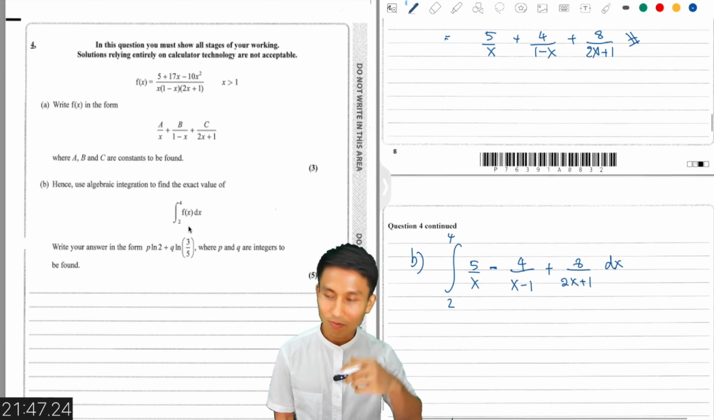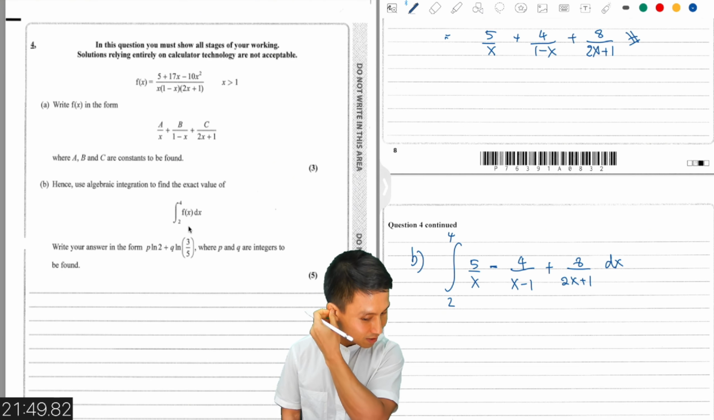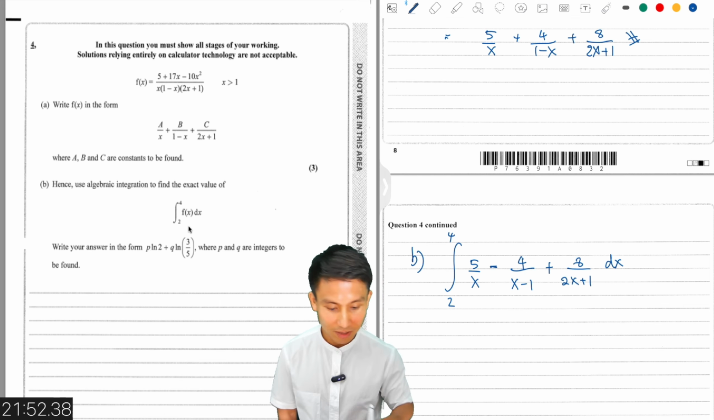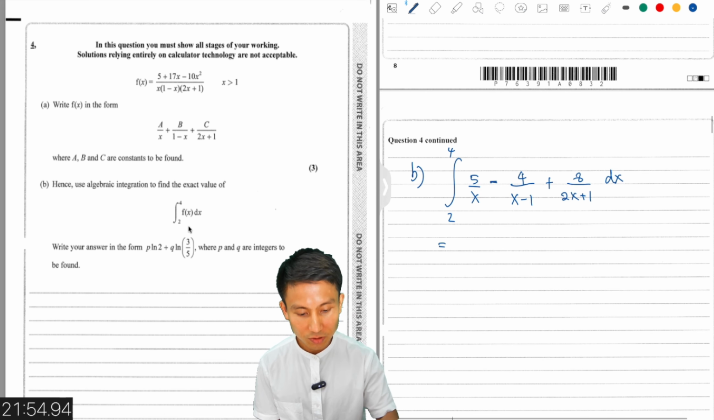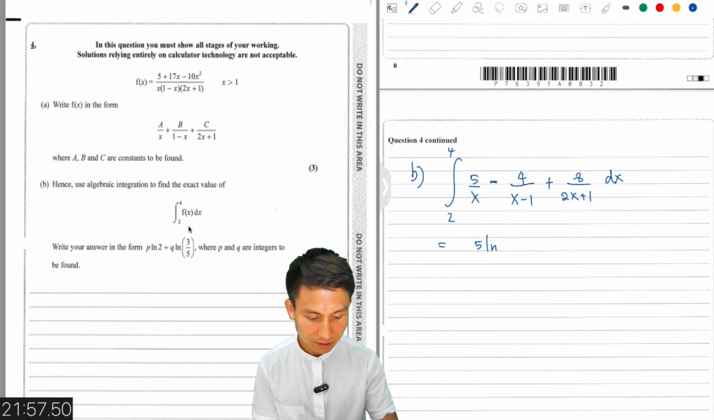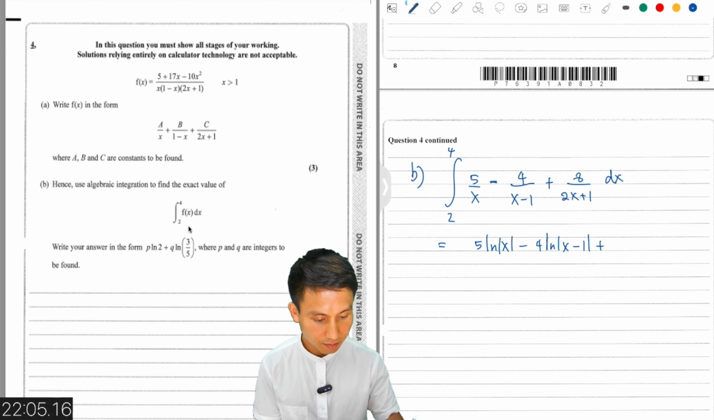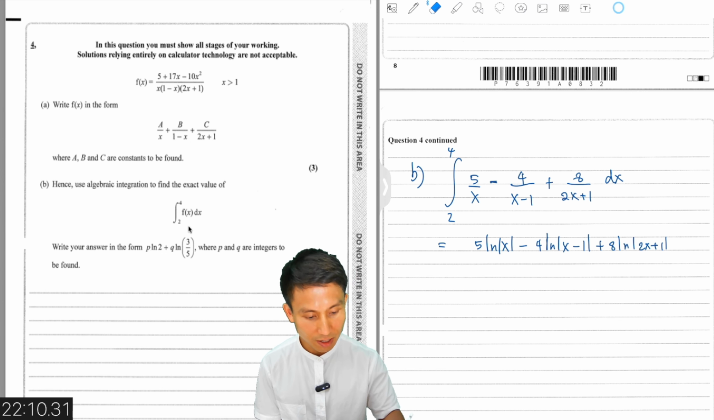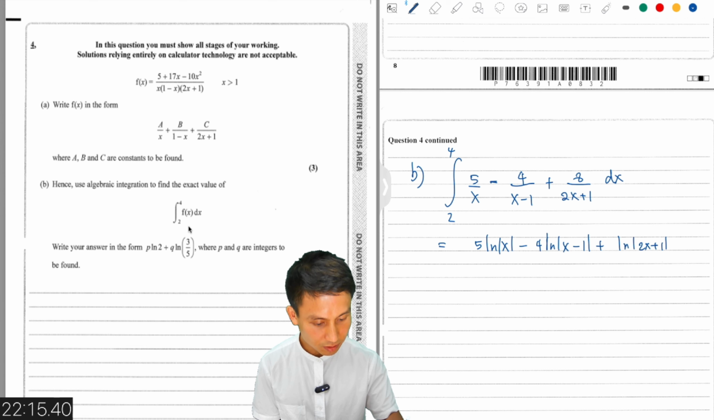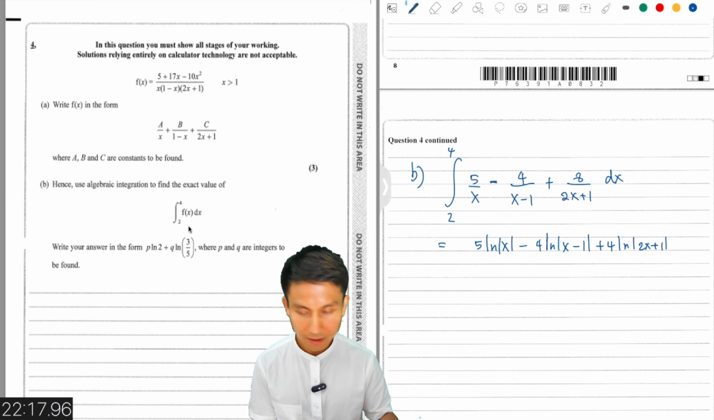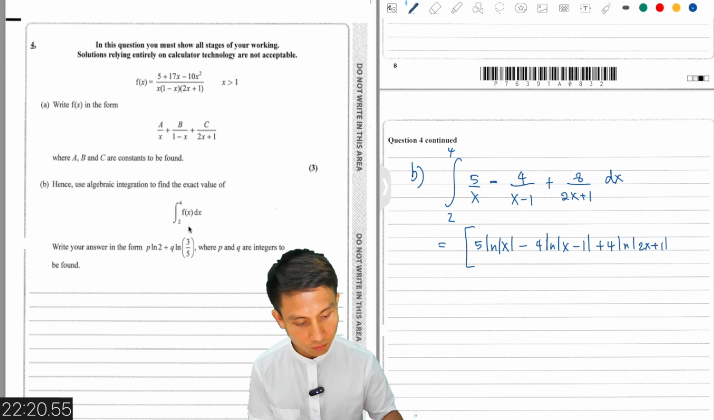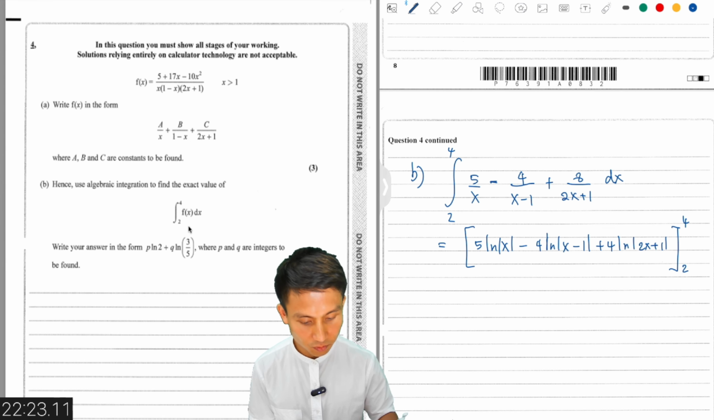It's just multiplying the minus at the bottom there, and then we get x minus 1, sorry. So this is going to be equal to 5 ln x minus 4 ln(x minus 1) plus 8 ln(2x plus 1), but then we have to divide by 2 there, so this is just 4, reverse chain rule. And all this will be sub to the limits of 2 to 4.